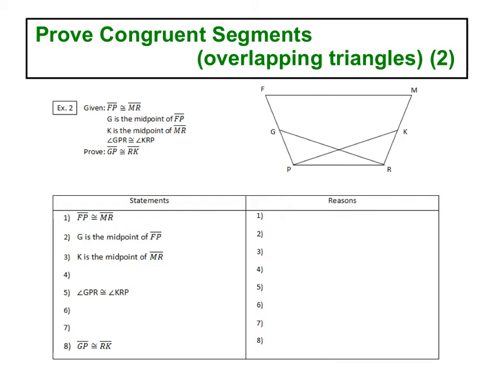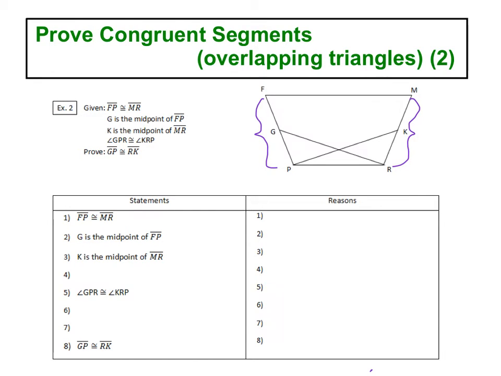Right, we're going to take a look at another proof using some overlapping triangles. So let's figure out what we're given, mark up our figure, and go from there. So first thing is that given FP is congruent to MR. So where's FP? Here's FP. It's this big side right here, congruent to MR, which is that big one over there.